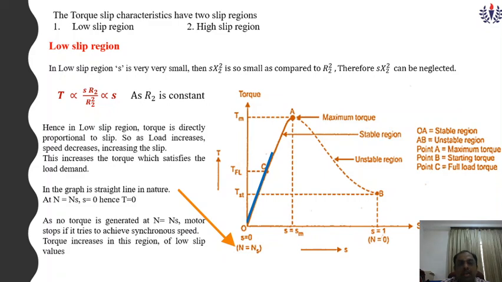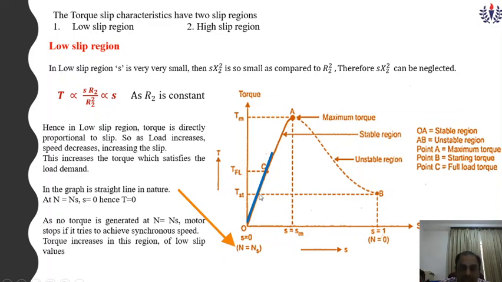If the load increases, then the speed decreases, therefore the slip increases. If the slip value increases, then the torque also increases, which satisfies the load demand. So in this region the graph is a straight line.